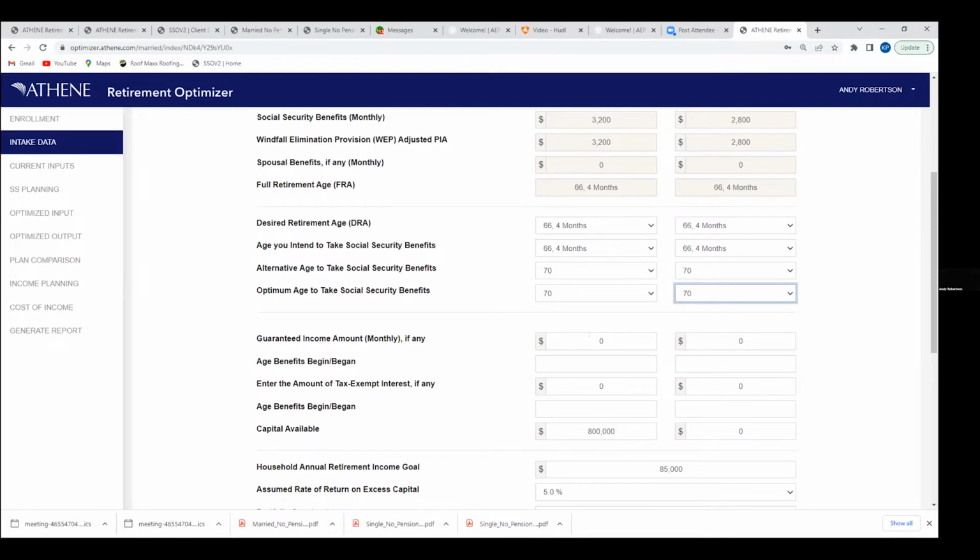So maybe they have an annuity that they're already collecting a benefit from. Maybe they have rental property that they've built into their plan and they want us to account for the net income that that's going to provide. So we can capture that here. I'm going to assume nothing here today for this purpose. And then if they have any tax exempt interest from municipal bonds, we're going to capture that here.